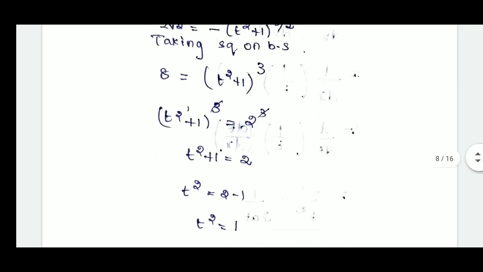So (t square plus 1) the whole cube equals 8, which can be written as 2 cube. Taking the cube root on both sides, we get t square plus 1 equals 2. t square equals 2 minus 1. t square equals 1. t equals plus or minus 1.